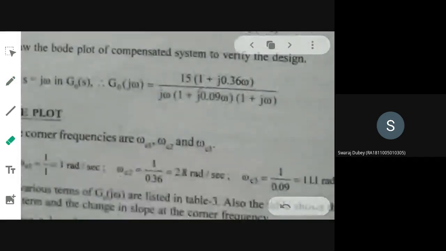So what is the usual procedure? You have to substitute s equal to j omega and find out the corner frequencies. The corner frequencies are 3 in number. Then you have to fix omega L and omega H. As usual, you have to draw the Bode plot.